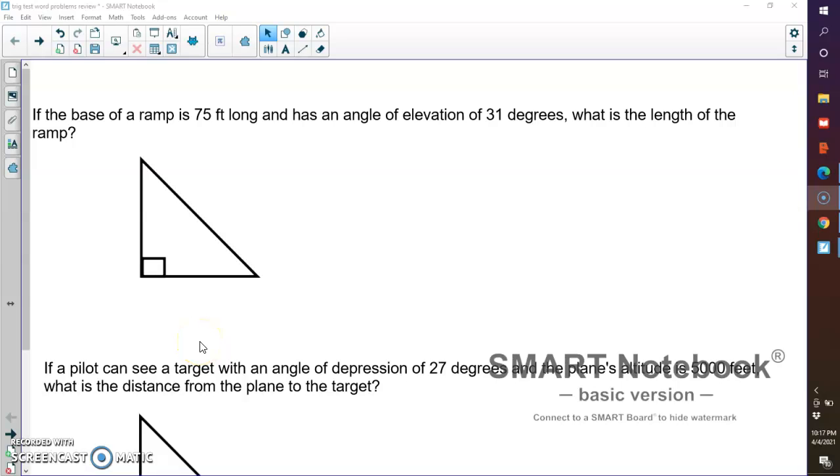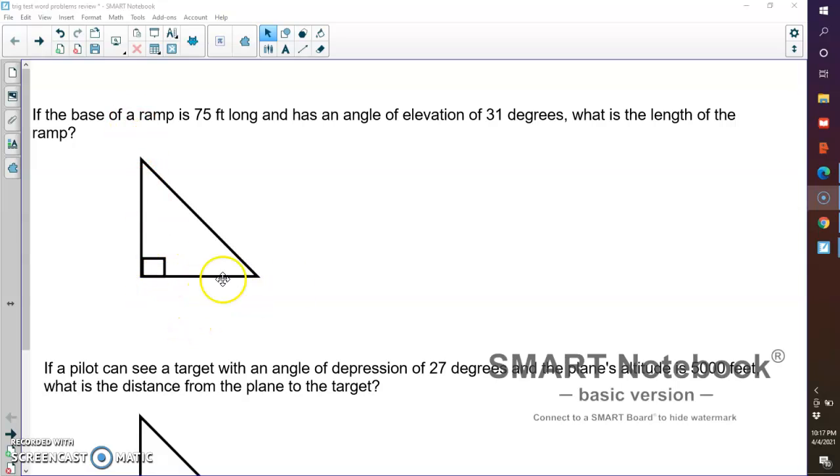All right, guys. So here's your review of the Trig word problems test. Really the biggest thing is making sure we get our pictures correct. If our picture is correct, we really should have no issues getting the problems correct. So our triangles have to represent our problem.